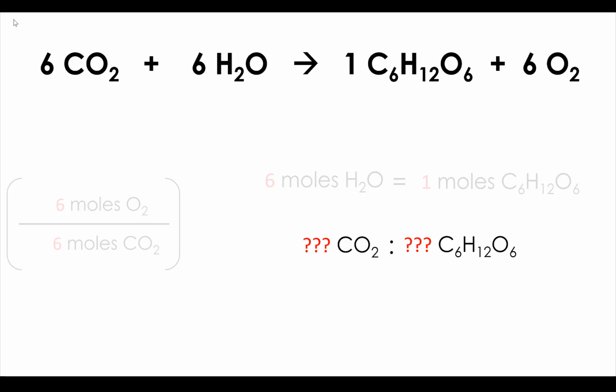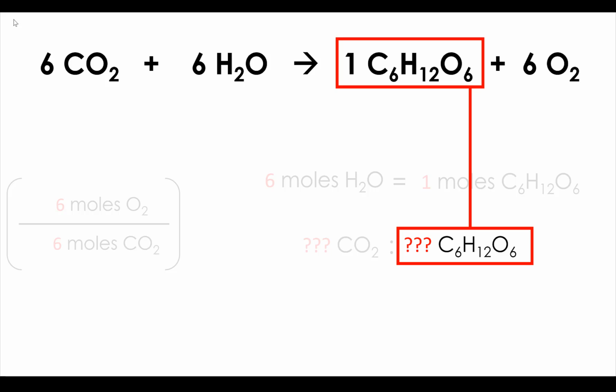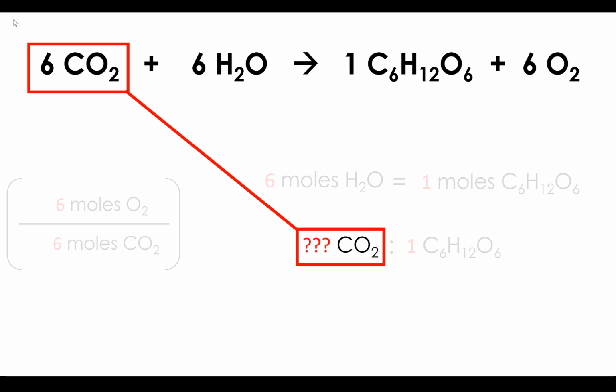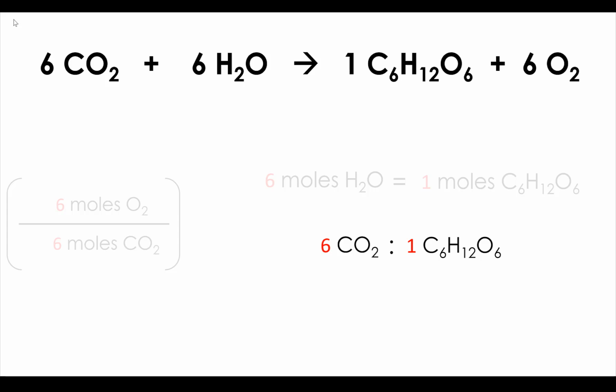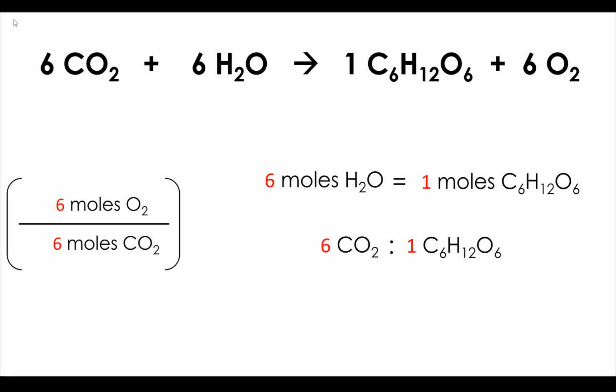Finally, with the colon, it's the same thing. I look for the coefficient in front of the glucose, and that's a 1. And then I also look for the coefficient in front of the carbon dioxide, and that's a 6. And that's it. 6 carbon dioxides to 1 glucose. These are 3 different valid ways of writing the mole ratio between 2 chemicals using this reaction. I hope that was helpful.